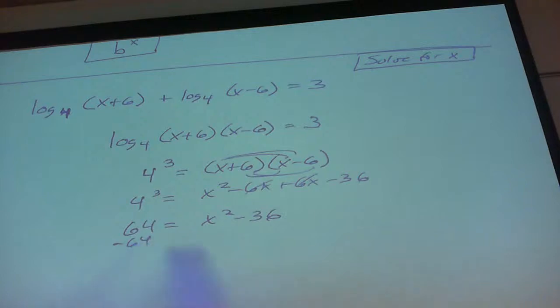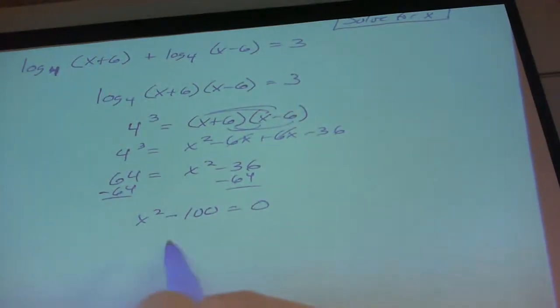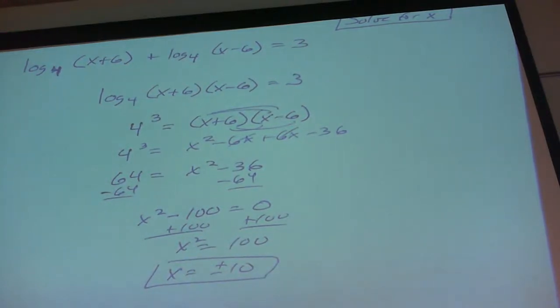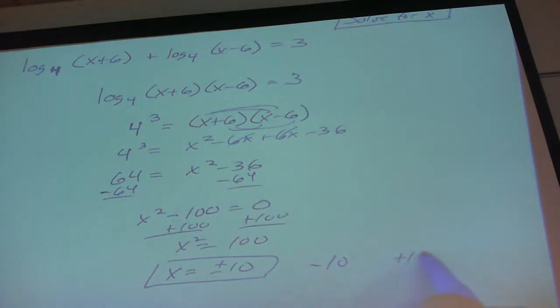Then, if I subtract 64, x squared minus 100 equals 0. Add 100, x squared equals 100. Therefore, x equals plus or minus 10. But we need to be careful with logs. When we deal with logs, we have to know there's certain things logs can be and certain things logs cannot be. So when we go in and check, we realize that the negative 10 is not a solution. The only one that works is going to be 10.